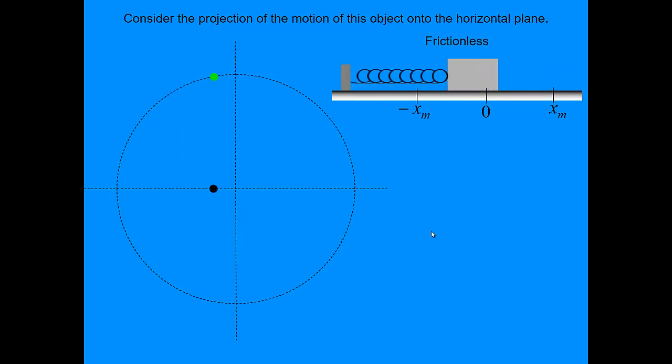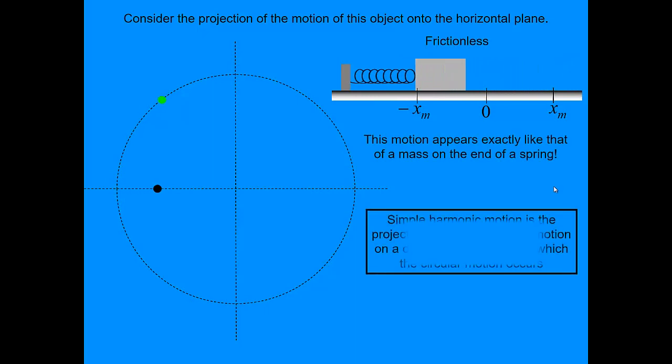See that? You see how the black dot is the projection of the green dot onto the horizontal plane? I know, it's a tricky concept there. But I want you to notice something about that black dot. Isn't it moving in a motion that looks just like the motion we were just talking about of a mass on the end of a spring? Indeed it does, right?